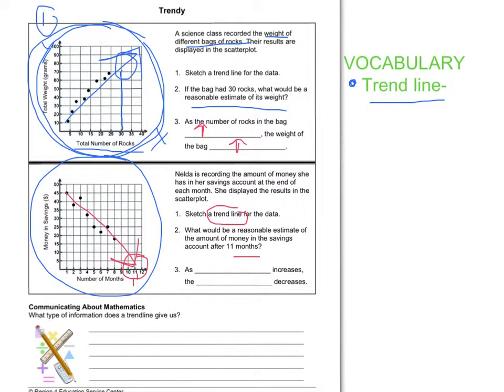Okay, as blank increases, the blank decreases. What is increasing here? Look on your x-axis. Usually time is going to be on your x-axis. As the months, so go ahead and write months. I'm sorry, my handwriting's sloppy. The blank decreases. What is decreasing? Money. Money is decreasing. That's never a good thing if your money is decreasing. It means you're spending too much. See y'all tomorrow in class.